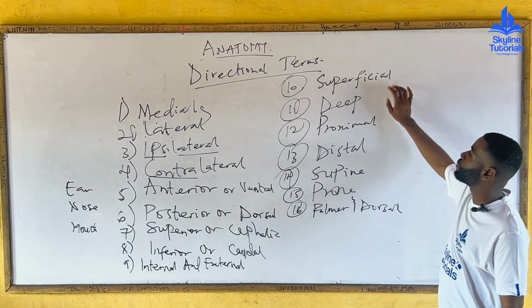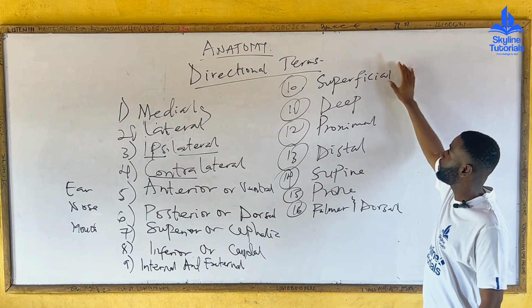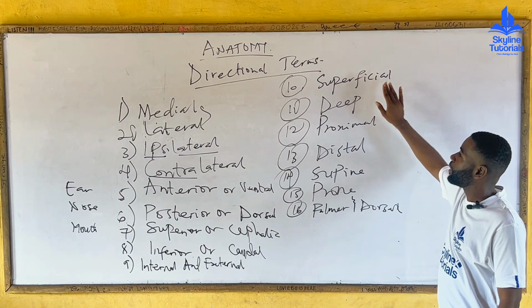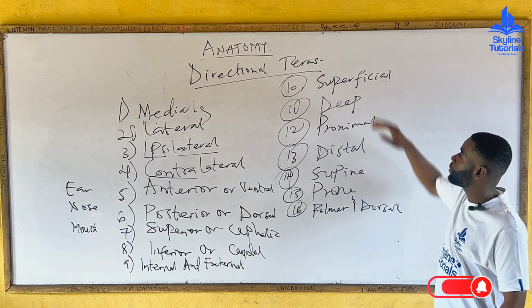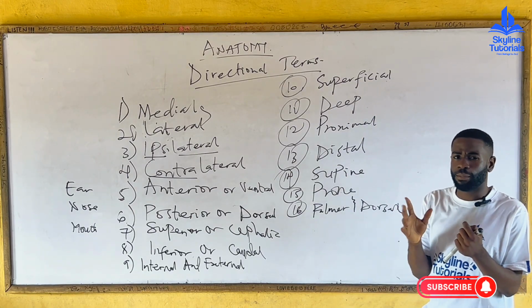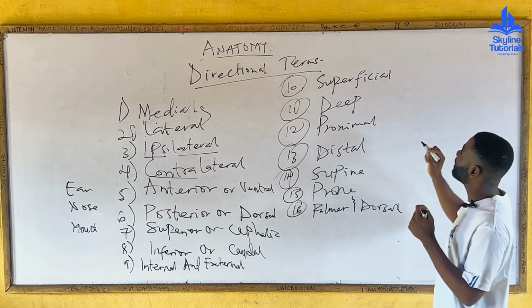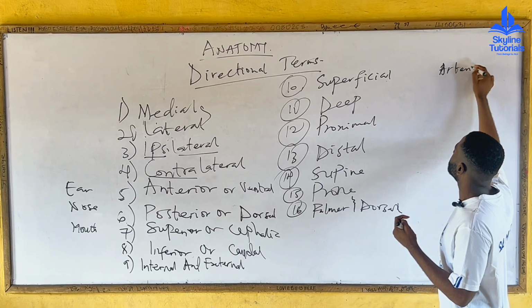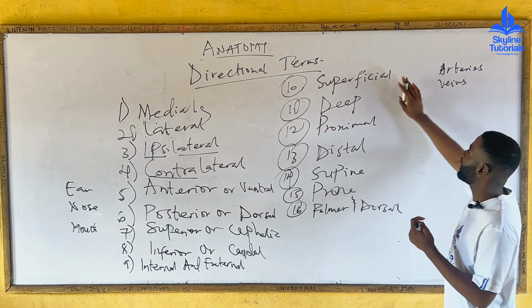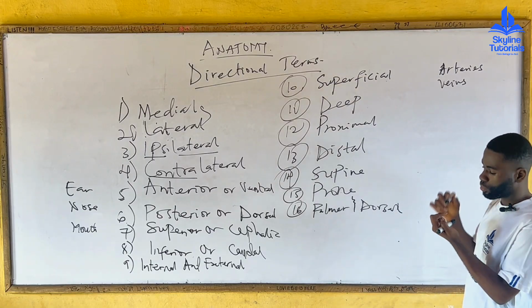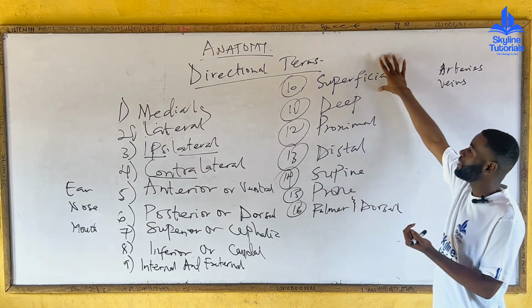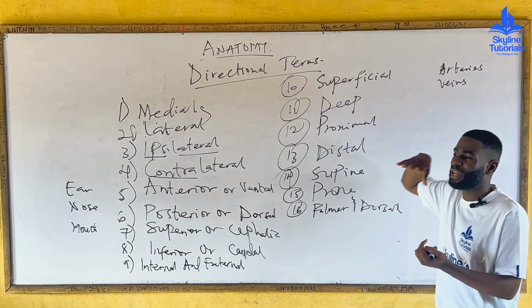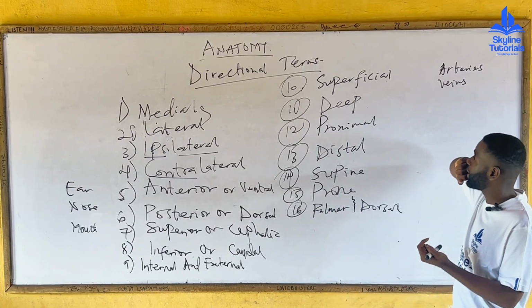The next we have is superficial. Superficial position simply means a structure that is towards the surface of the body. Towards the surface. So, superficial, towards the surface. Let's use the blood vessels to illustrate this. We have generally three blood vessels: arteries, veins, capillaries. But let's use arteries and veins to exemplify these two. They go hand in hand also. Superficial refers to structures that are towards the surface. Deep refers to structures that are away from the surface. They are more interior. Take note of that.